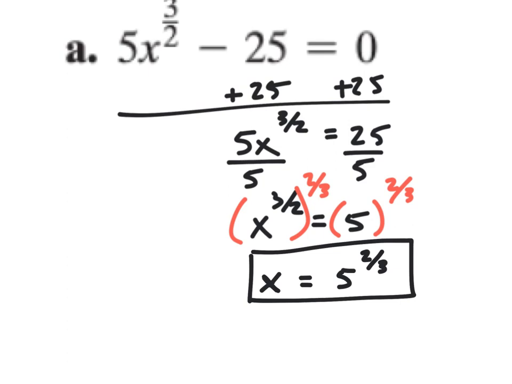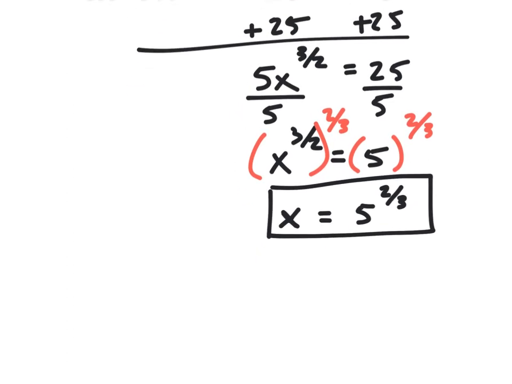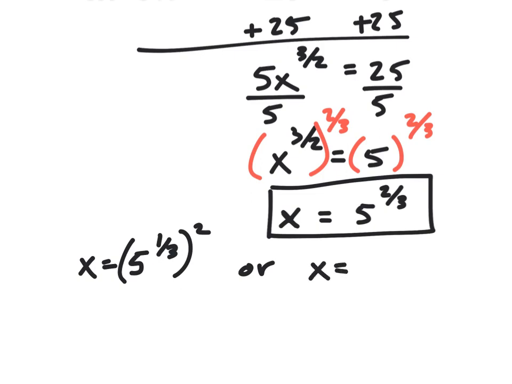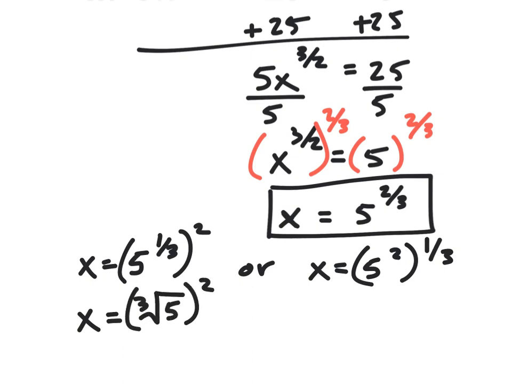The other way to write it would be this, and we could do this a couple different ways. So x equals, let me write it out as 5 to the 1/3 power all squared. Or there's another way I could do this. I could do x equals 5 squared to the 1/3 power. Kind of depends on how you want to do it. So I could write it like this: x is equal to the cube root of 5, the whole thing squared.